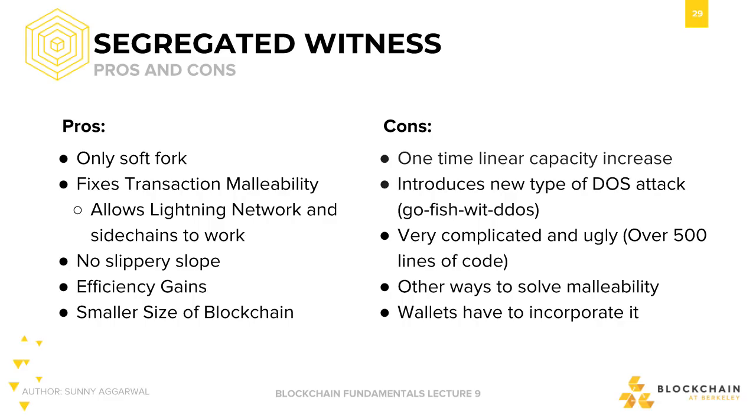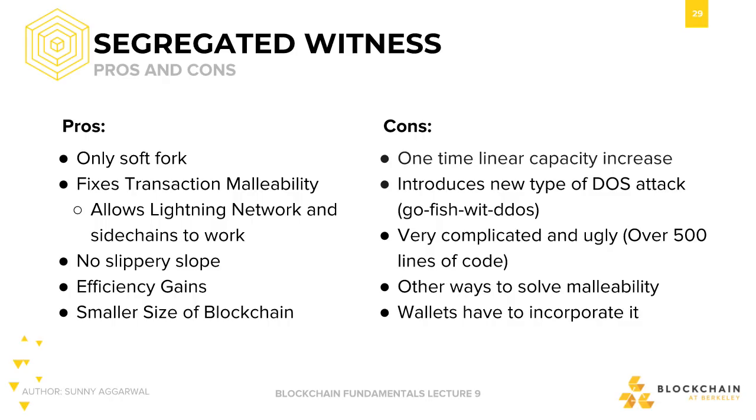Okay, so if we go on to talk about the cons of segregated witness, it is a one-time linear capacity increase. Does it make sense to everybody if I say a linear capacity increase? We are increasing it linearly relative to the transaction size. We're just reducing the amount of space that one transaction takes up, but that's not increasing it quadratically. Does that make sense?